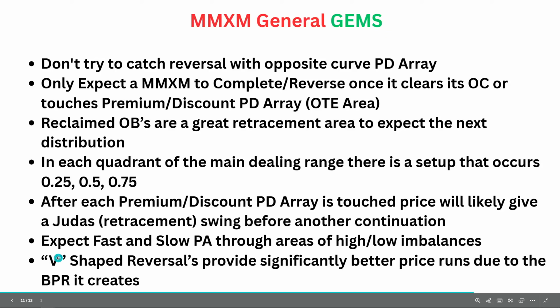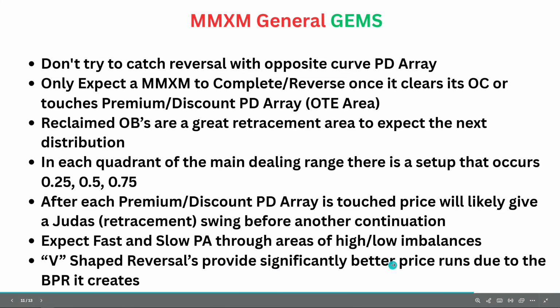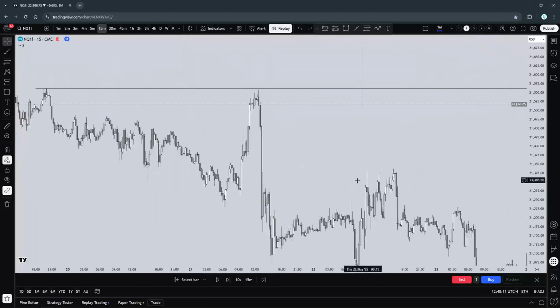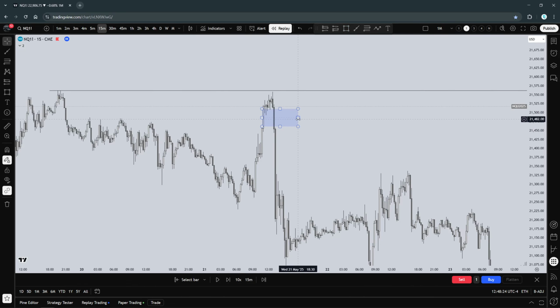And the last note is going to be V-shaped reversals. Because we know that V-shaped reversals provide significantly better price runs due to the BPRs it creates. Right, this is a BPR. This is a clean BPR. There's lots of BPRs, but this is just one version of one clean mechanical way to draw BPRs, which is when you get a fair value gap through a fair value gap. So that creates a BPR, and you can extend it even further, right? Like as you get further, you've got more down here.